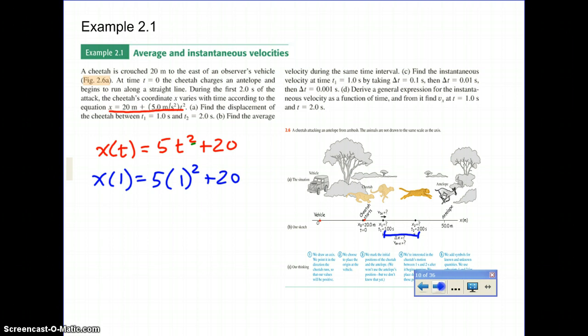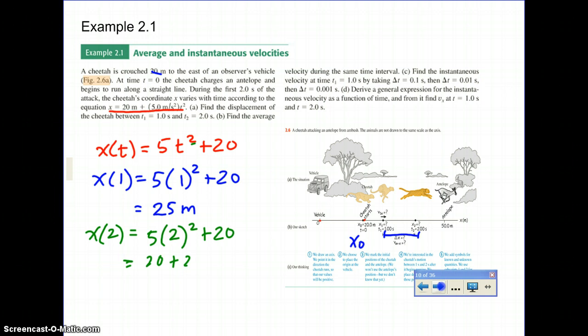So where is he after 1 second? Well, this is going to be 25 meters. That's his position. Remember, his initial position right here was 20 meters. He started 20 meters to the east. So that means in that first second, he moved 5 meters. Where is he at in his second of motion? Well, now, again, we're just plugging in some numbers. So after 2 seconds, he should be located about 40 meters away.